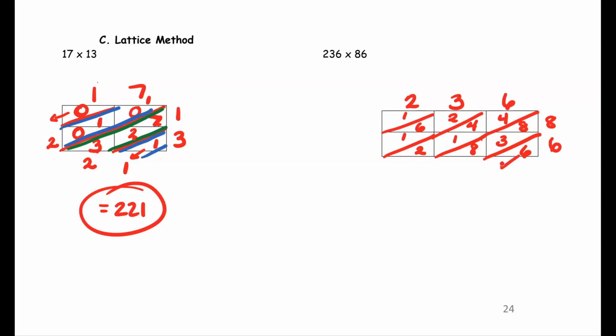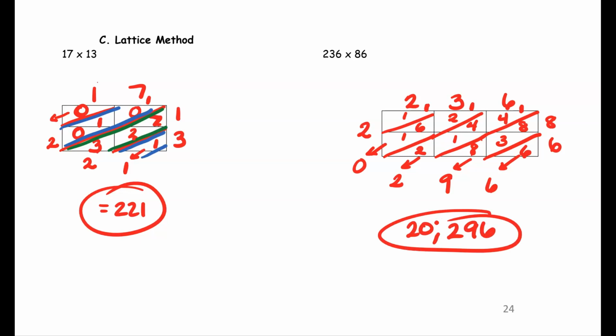And then you're going to add down these diagonals that way. So 6, you just bring it down. 8 and 8 is 16, 17, 18, 19. Okay, so you write down a 9, and then you carry a 1 on the next diagonal. So we got 8, 9, 10, 12, carry a 1. So 6, 7, 8, 9, 10, carry a 1. 1 plus 1 is 2. So we end up getting 20,296.